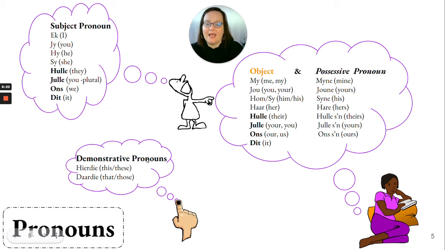And then the demonstrative pronouns. Hierdie, this or these, daardie, that or those. And you can just say die with an emphasis. Die kar is myne. This car is mine. So the die of this demonstrative pronoun demonstrates this is mine. This car. That house. Okay, so this is a big overview of all of them. Let's look at them separately.